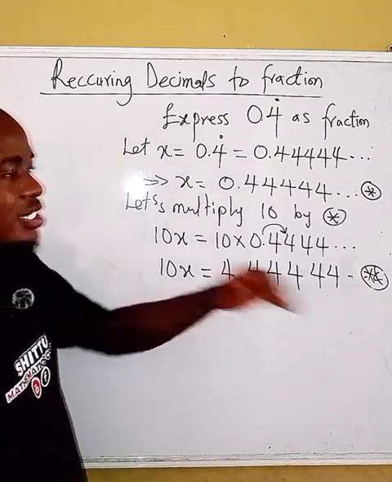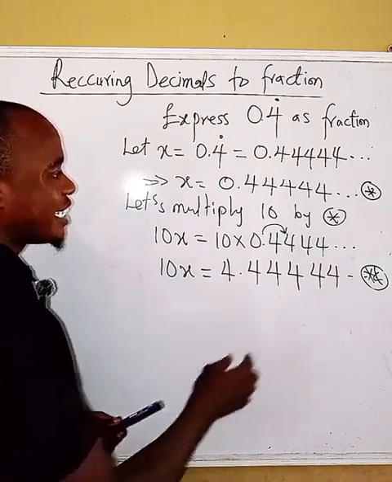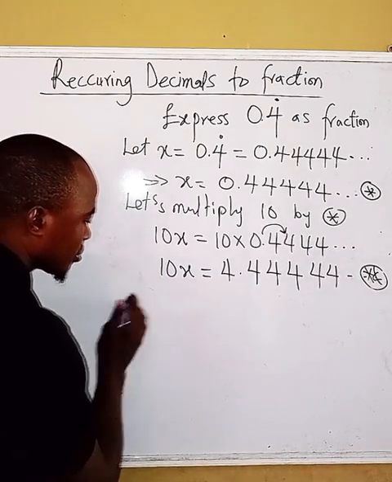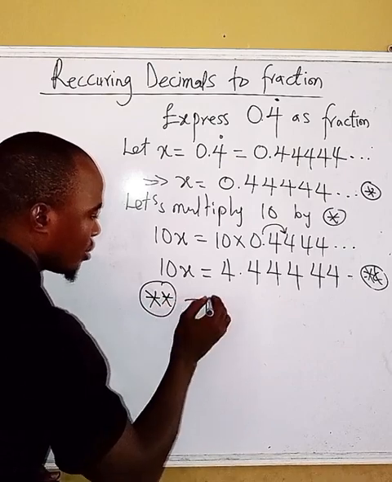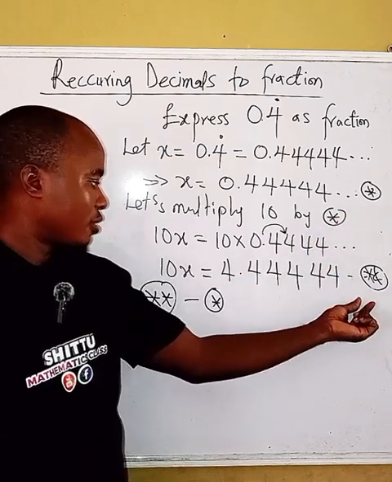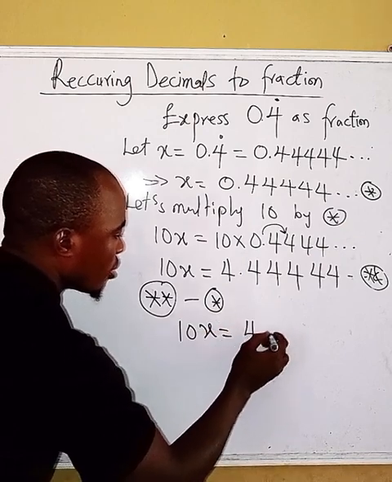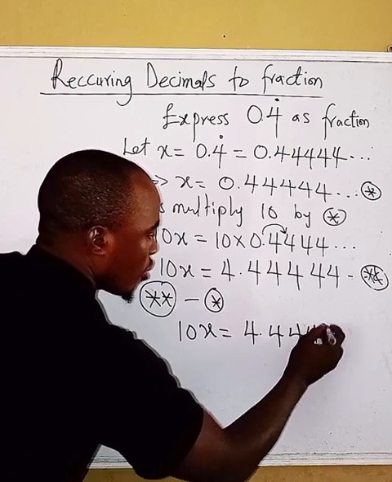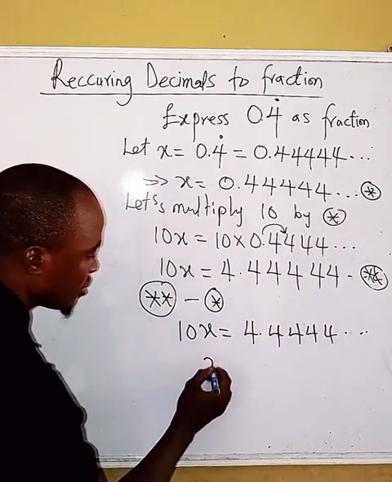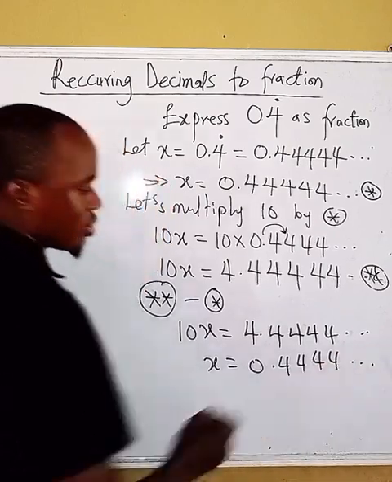Now since this is star star, what can we do with star and star star? Let's solve them by having star star minus star. It means we want to remove star from star star. That's going to be 10x equals 4.4444, and so on. Then we have our star, let's bring it down: x equals 0.4444, and so on.